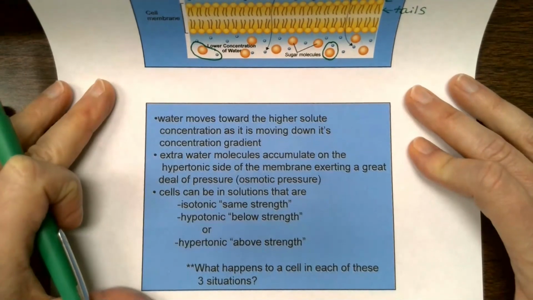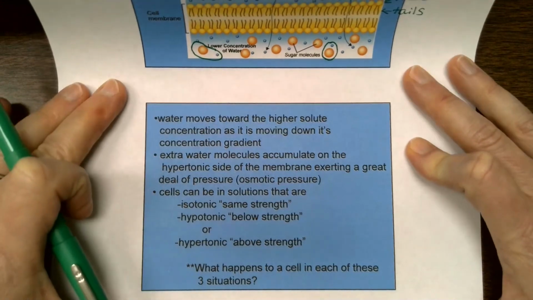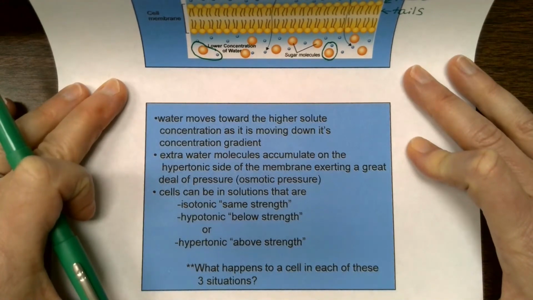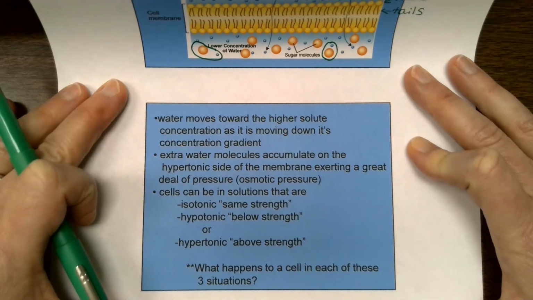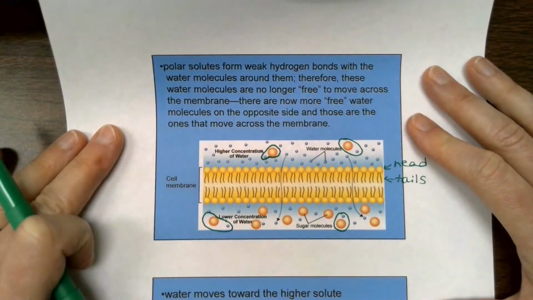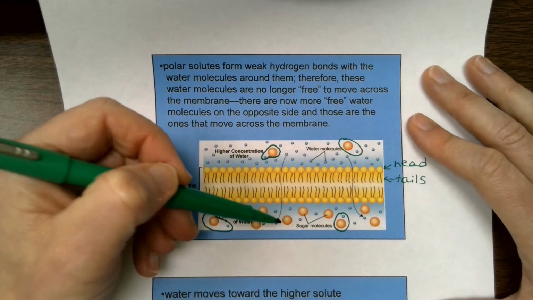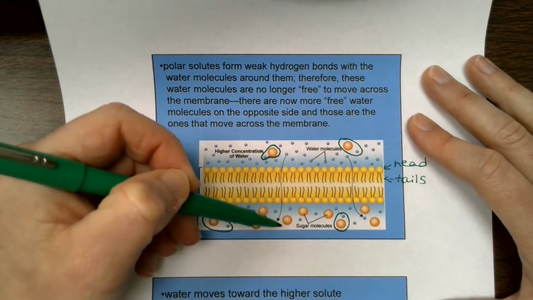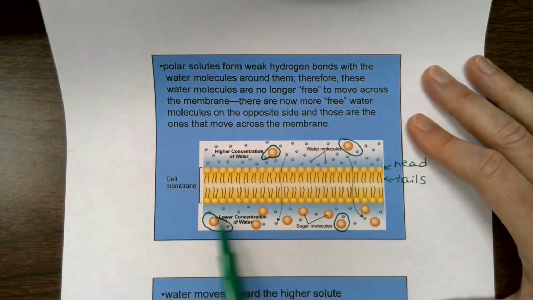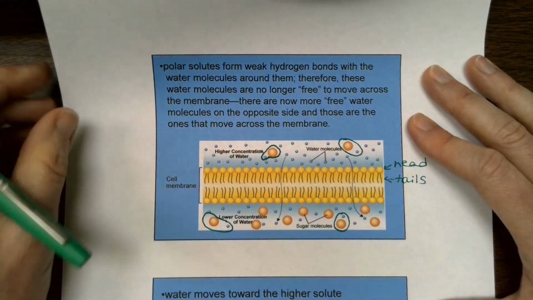As water flows down in that picture, extra water accumulates on what's called the hypertonic side of the membrane, and that exerts a great deal of pressure on that side of the membrane, called osmotic pressure. Let me go back to this again. As the water comes from the top to the bottom, extra water molecules build up over here and put pressure on this bottom side of the membrane. We're going to talk about what happens as a result of that.